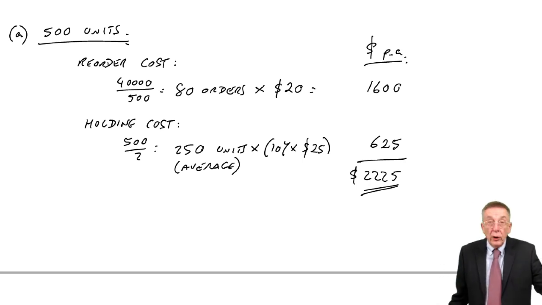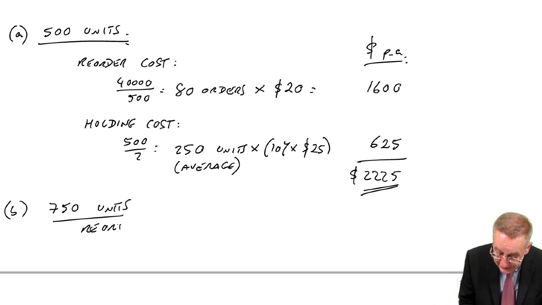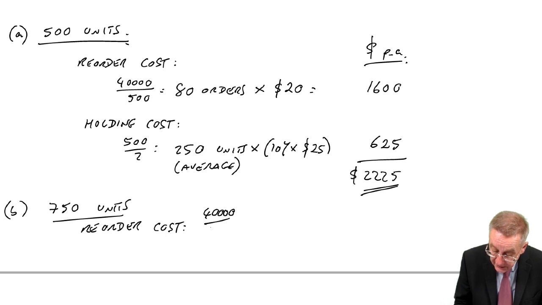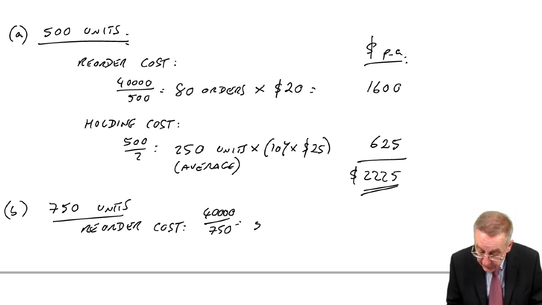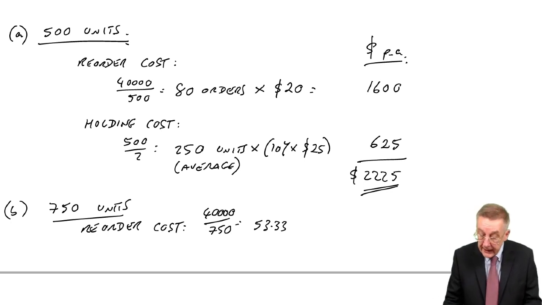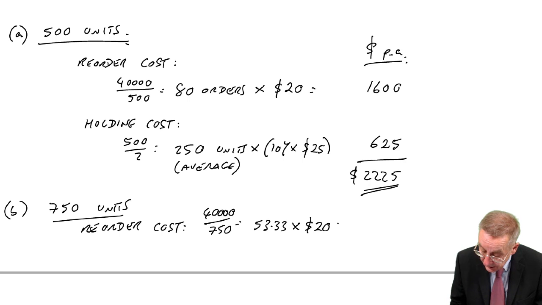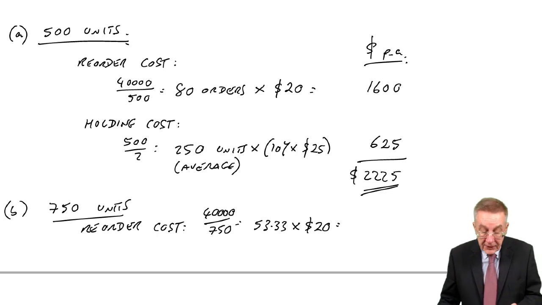But it says do it for all 4 of those. So what happens if we change and order 750 units each time? Well, the reorder cost: we still need 40,000 a year, but if we order 750 each time, we'll need fewer orders. 40,000 divided by 750 is 53.33 orders. Some people get upset there, I'll come back to it in a minute, but arithmetically, 53.33 at $20 an order comes to $1,066.7.